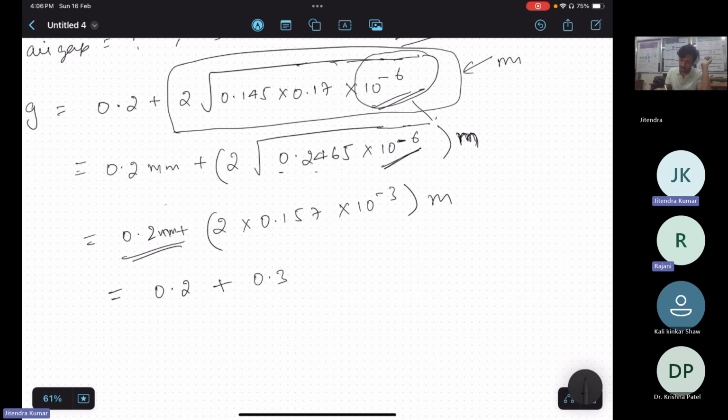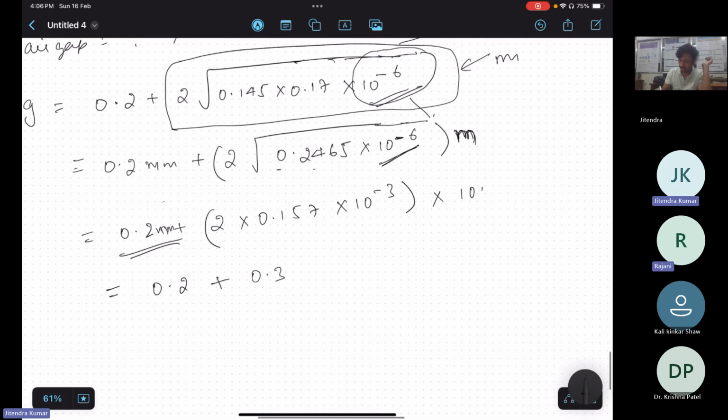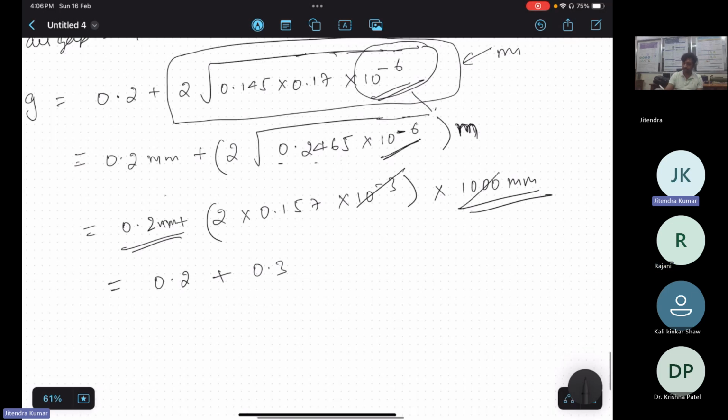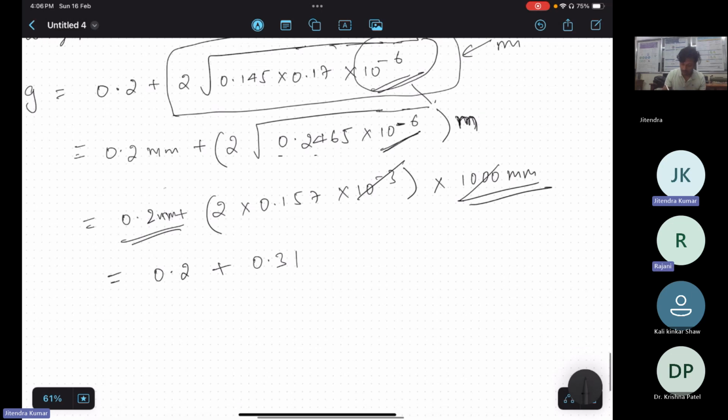So what can you write? You can write this much into 1000 mm. Can you write? For 1,000. Right? Yes, correct. So I can do this, and this will be cancelled out. Are you following this step? Yes, sir. So now finally, everything is in mm.